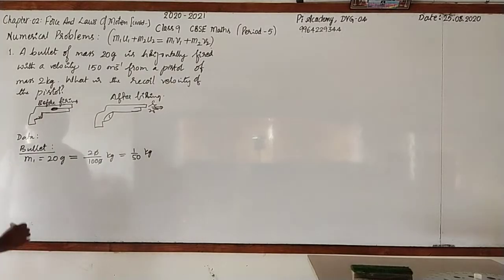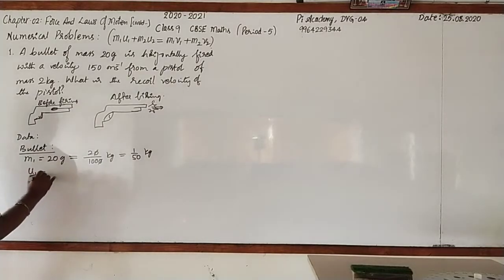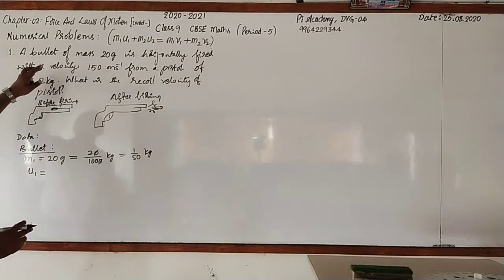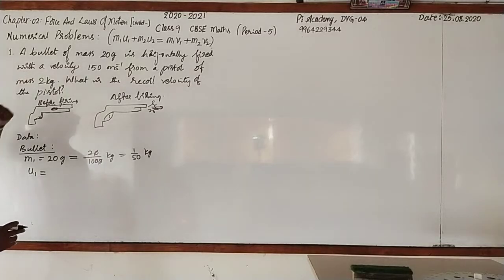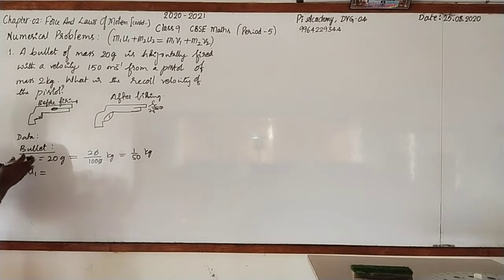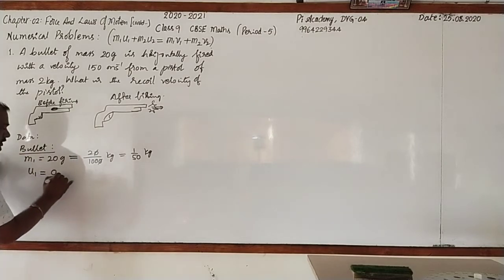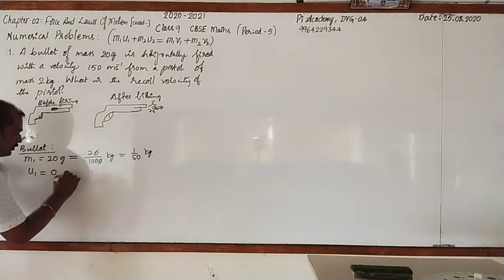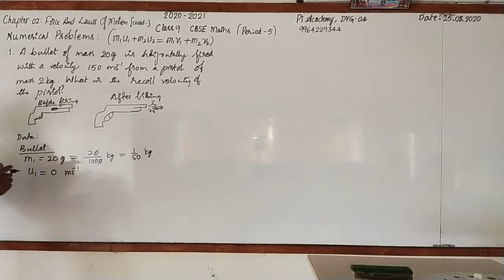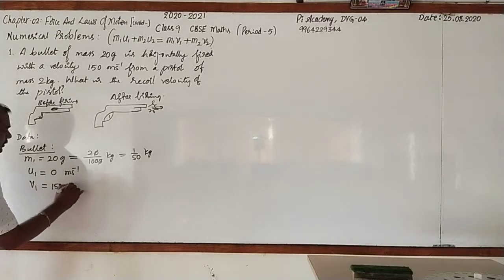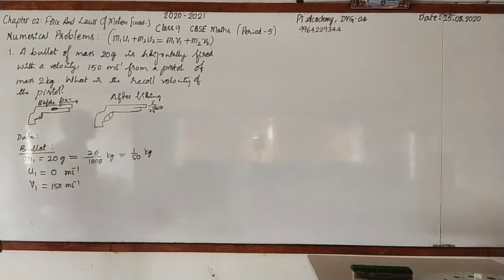Clear? Then what about its initial velocity? Call it u1. It is fired with a velocity 150 meter per second. So when it was at rest, its velocity was 0, right? 0 meter per second. Then when it is fired, after firing, it moves with a velocity v1 equal to 150 meter per second. Hope that you have understood.